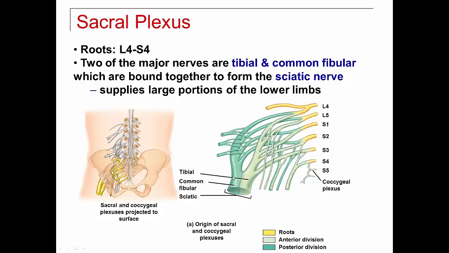The sciatic nerve is the largest peripheral nerve in the body, and it supplies many of the muscles and skin on the lower limbs.